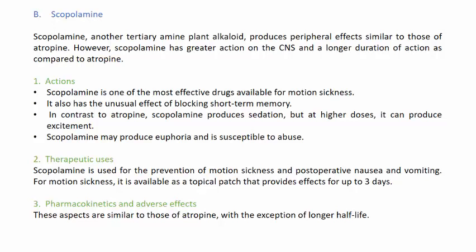يعني انه يشابه الاتروبين من ناحية الـ peripheral effects، لكن بالنسبة للـ CNS effects الـ scopolamine has a greater action on the CNS و has longer duration of action compared with the atropine. So scopolamine is one of the most effective drugs available for motion sickness. يعني يستخدمون انه has effect on motion sickness، لذلك راح يكون احد therapeutic uses للسكوبولامين هو prevention of motion sickness. و it has the unusual effect of blocking short term memory.